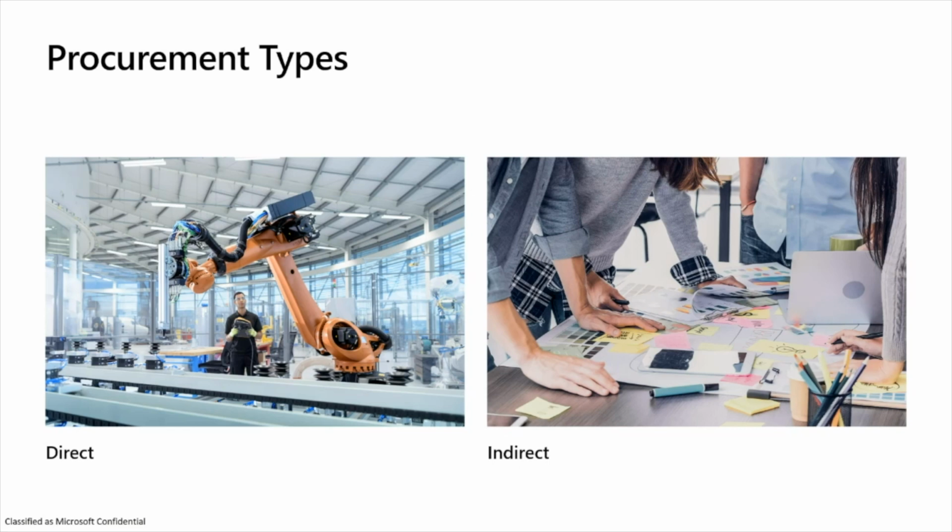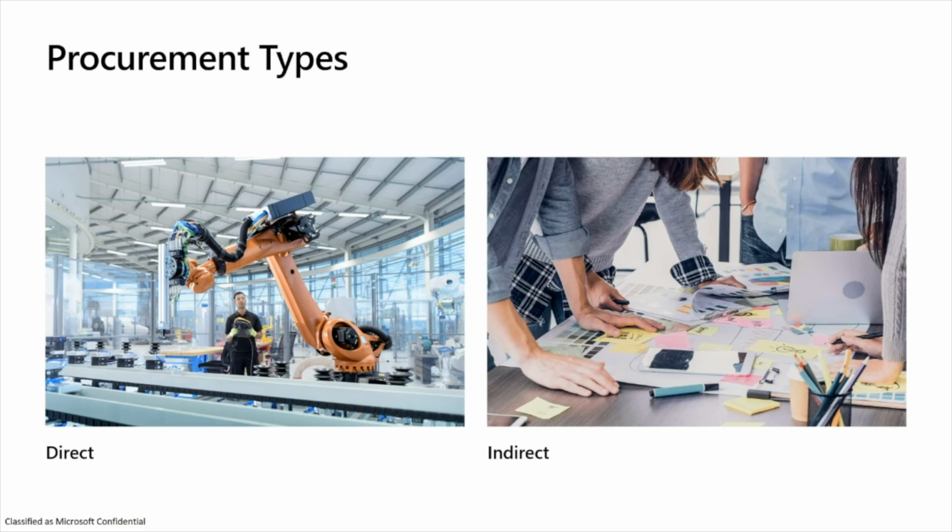Indirect procurement, also referred to as non-production procurement, pertains to the acquisition of goods, services, or resources that are not directly incorporated into the final product, but are necessary to support the organization's overall operations. These are typically goods and services that are not specific to the industry or product being produced.